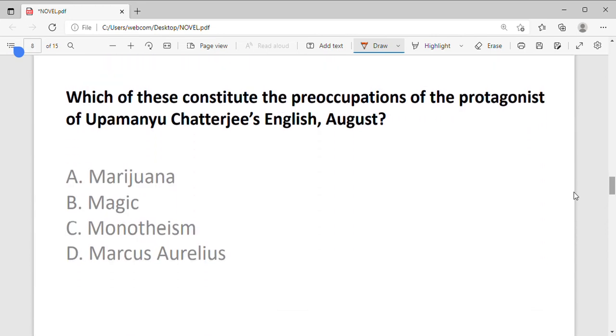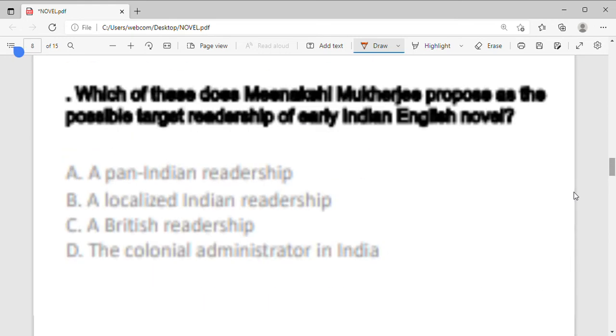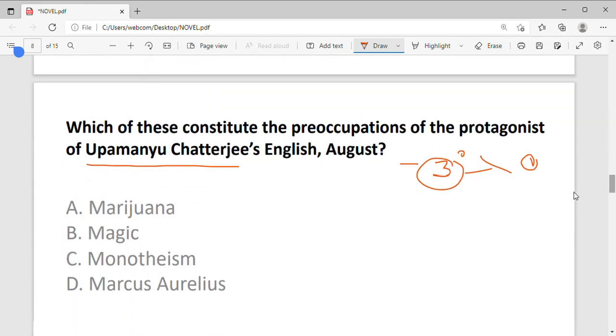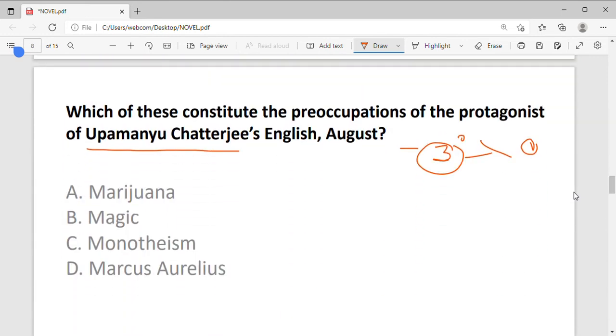Then we have here: which of these constitute the preoccupation, the protagonist by Upamanyu Chatterjee? This is the third question, which is related to Indian literature. As we had the earlier one where we have to match the authors with their work, like Raja Ram Mohan Roy, Bankim Chandra Chatterjee, his Rajmohan's Wife. That is the first question. Then Meenakshi Mukherjee is the second question. Third one we have Upamanyu Chatterjee, unknown writers for most Indian English literature students. So this is the third question being asked from Indian literature here.